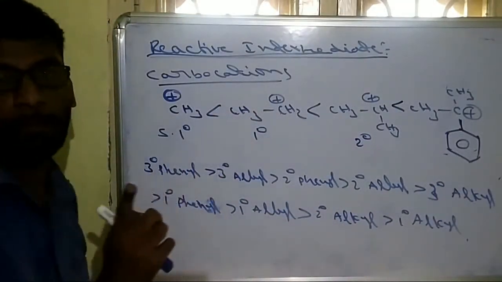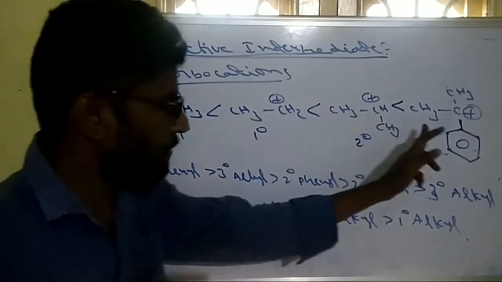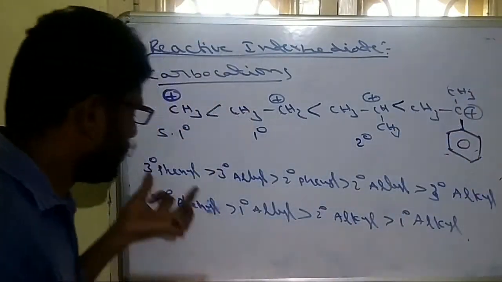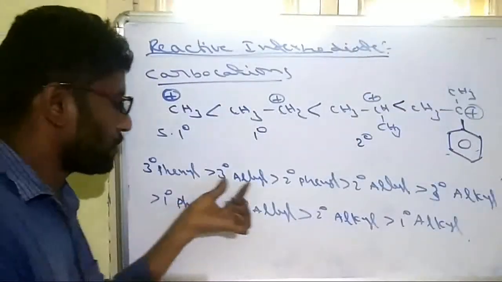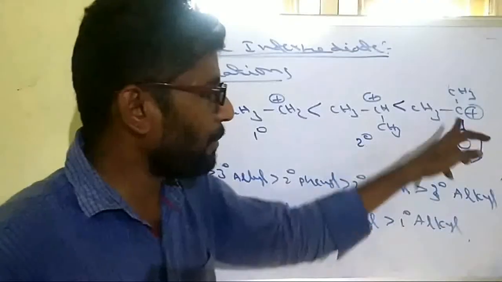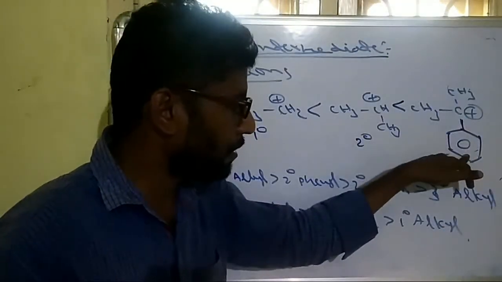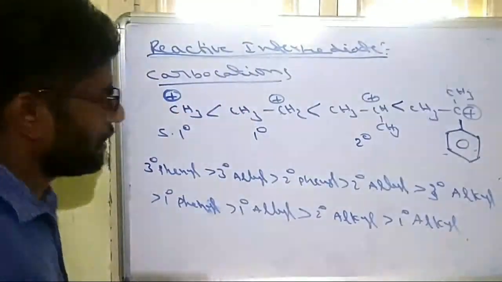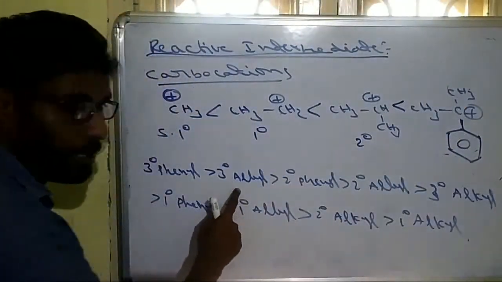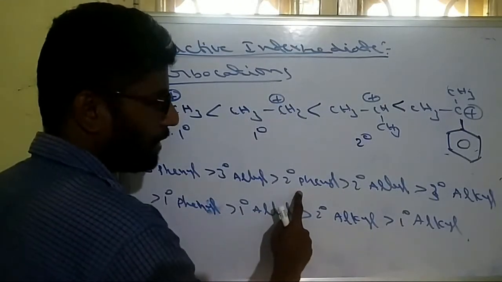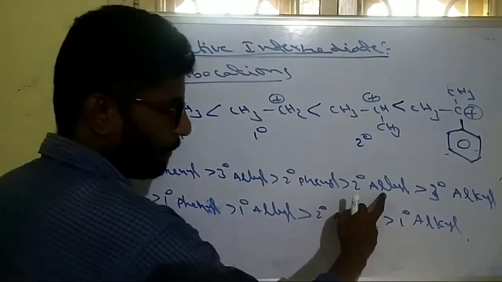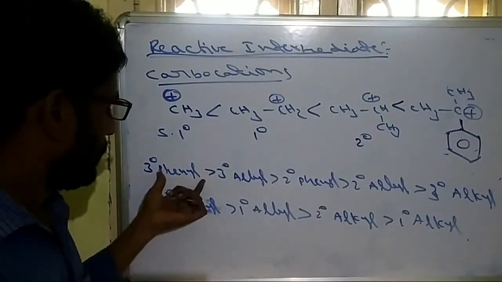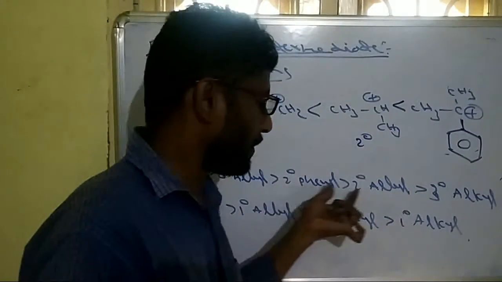Phenyl means benzene ring. Remember, phenyl means benzene. When three benzene rings are there, here also benzene, here also benzene, that is called tertiary phenyl. Allyl also shows resonance. Allyl means a double bond; if it is attached to a double bond, the charge can be shifted by resonance. That is also stability. So three double bonds are there, tertiary allyl. After that, secondary phenyl, that means two benzene rings. Then tertiary phenyl, tertiary allyl, secondary phenyl, secondary allyl.